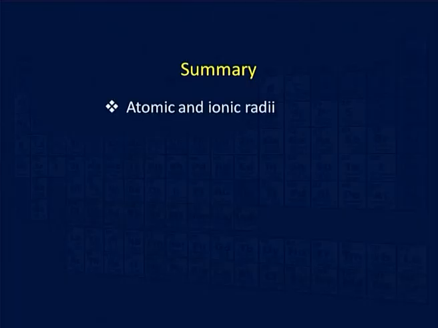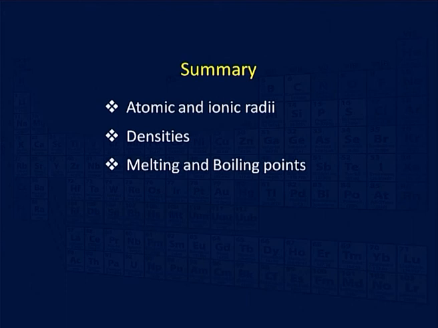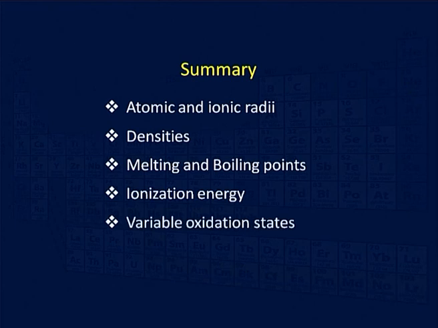So, in summary, we have seen the trend in atomic and ionic radii of these elements. We have also seen the variation in the densities. In particular, we have seen that the densities of osmium and iridium are very high. We also covered the melting point and boiling point of these metals, and the trend in the ionization energy, first, second and third ionization energy.